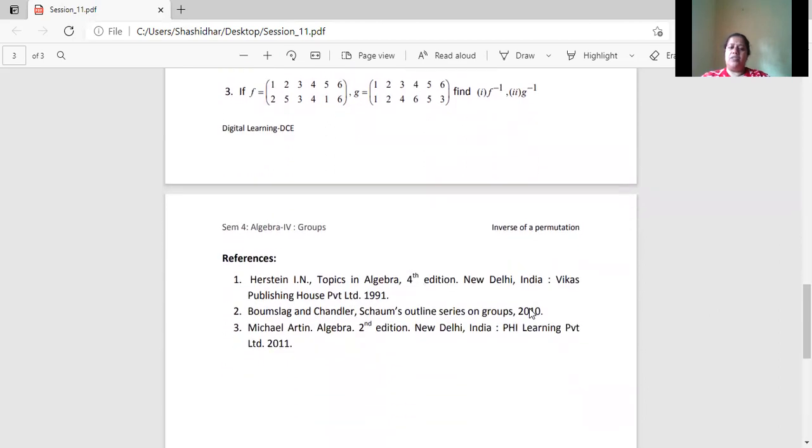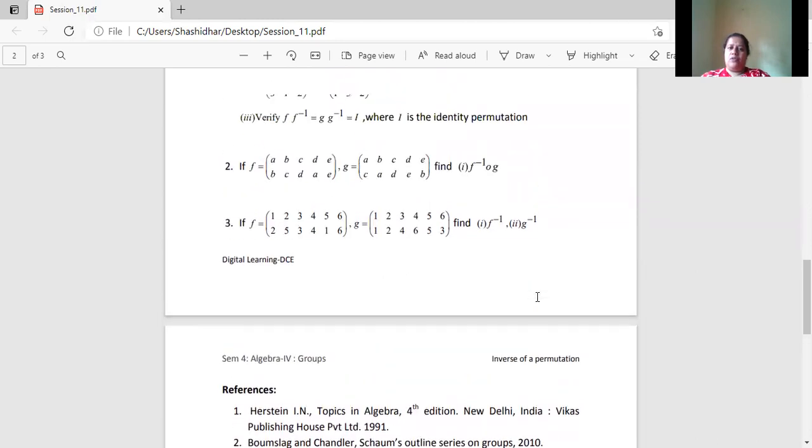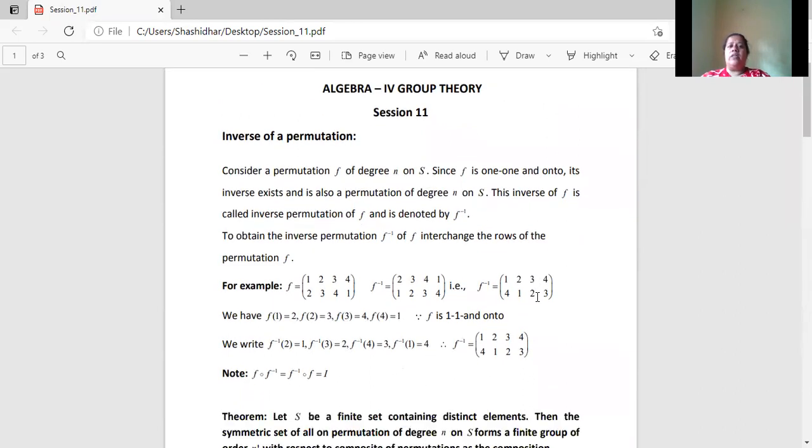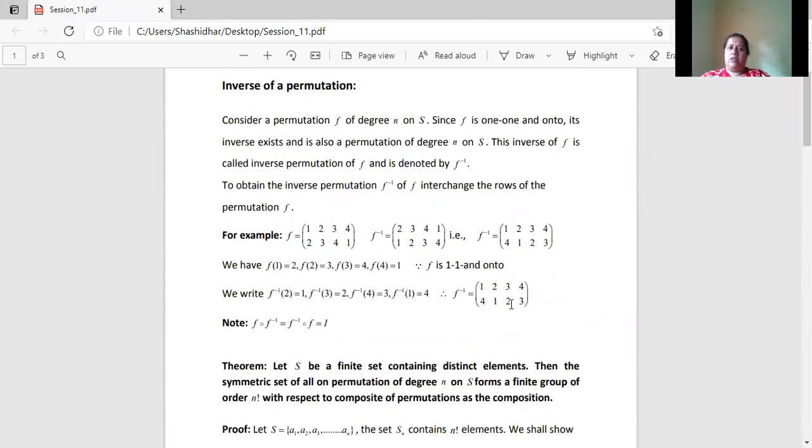And these are some references which you can refer to for further study or to understand permutations in a better way. So in this session, we learned the inverse of a permutation, the definition, and how to find the inverse of a permutation. And one property, or one condition you can say, is that the composition of a permutation with its inverse always gives the identity permutation. That is what we have given here as a note. F composition F inverse or F inverse composition F is always the identity permutation.